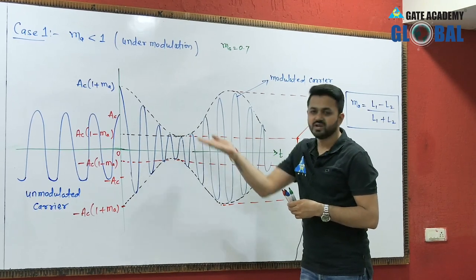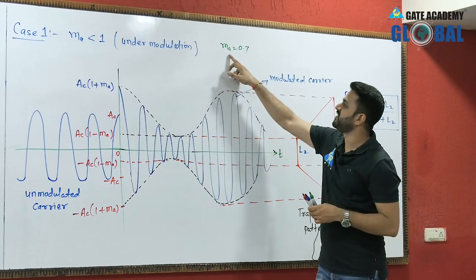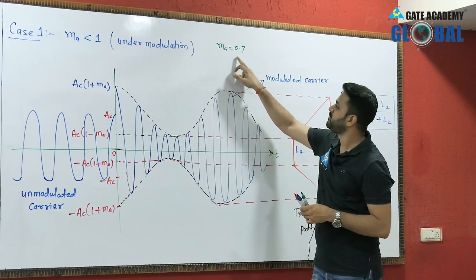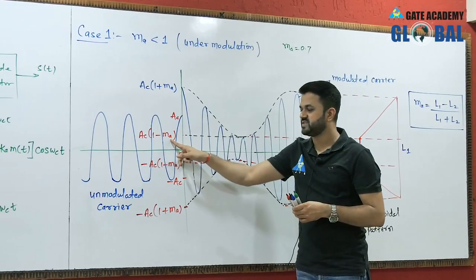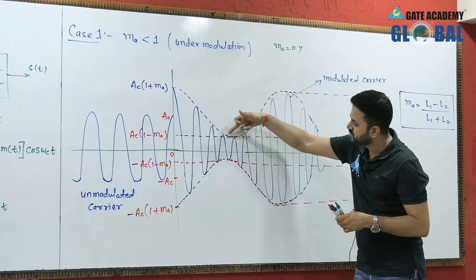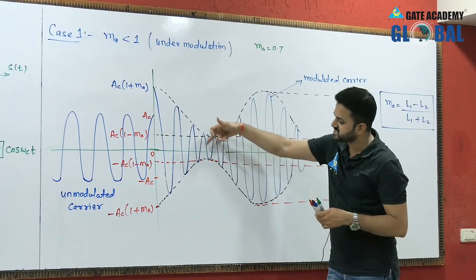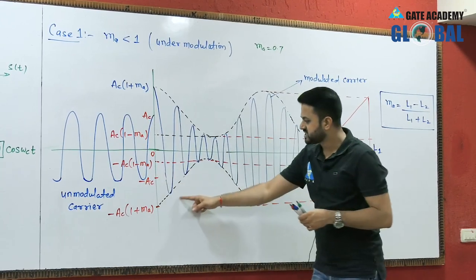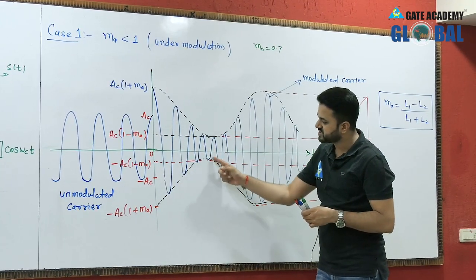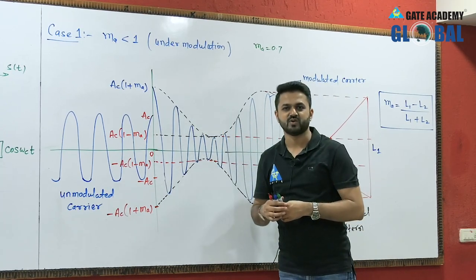But as I increase the value of MA, suppose I increase it from 0.7 to 1, then 1 minus 1 will be 0. So this minimum value of the envelope will touch the zero line, and this value, 1 minus 1, is also 0. So this negative part of the envelope will also touch this zero line. So we will draw the next diagram for MA equal to 1.